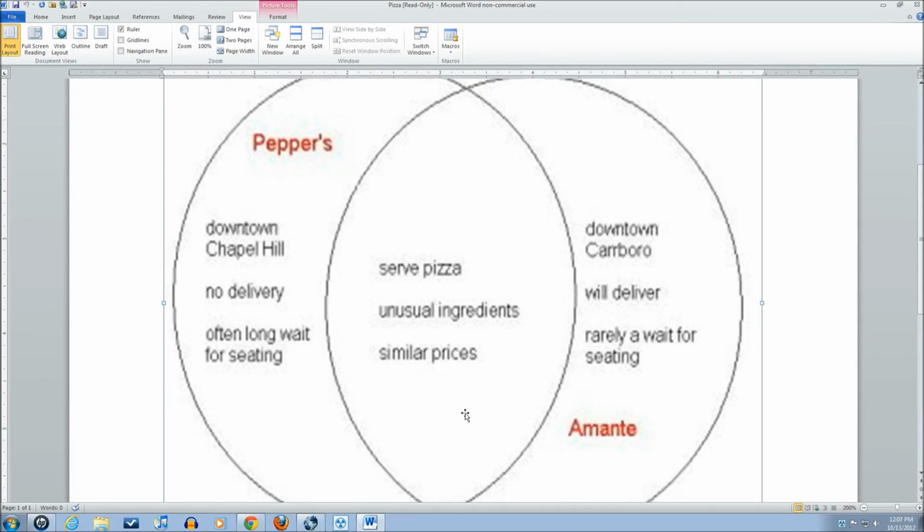Some people might prefer Peppers, some people might prefer Amante, and the dawning realizations can be completely different. But remember, the first thing you need to do is decide what's going to be contrasted. These are two pizza places, so it works. Then, which one is preferred? That would be the next question to ask yourself.